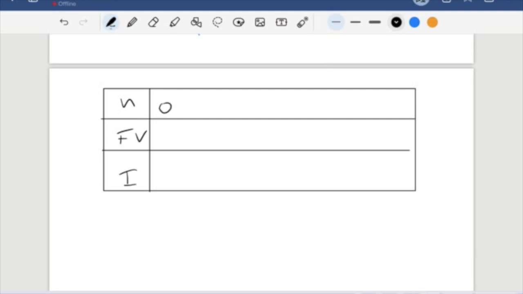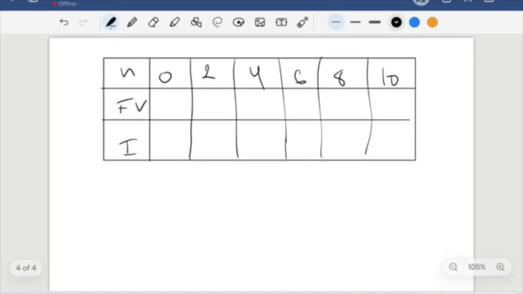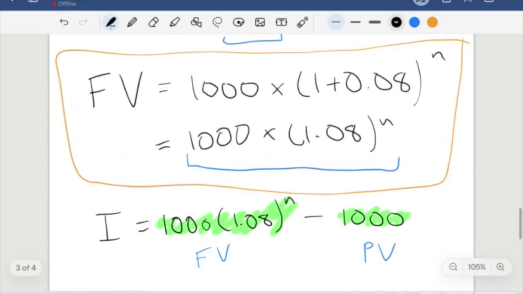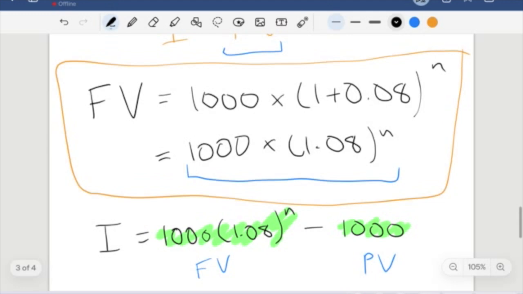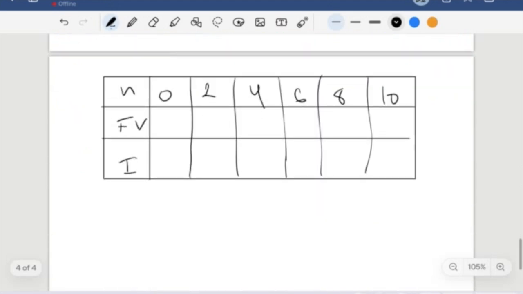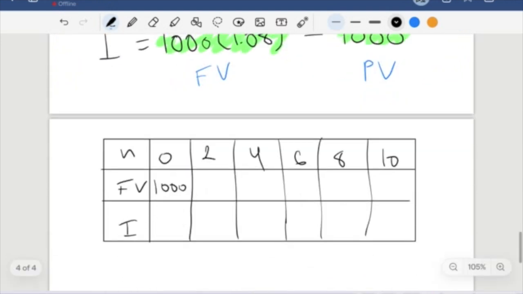So I'm just going to split this as 0, 2, 4, 6, 8, and 10. And I'm going to write in all of these. So substituting into just my future value thing, if I put where this N is 0, I'm going to get 0 out. Oh, sorry, actually, I'm going to get 1,000. Because I'm going to get 1,000 times 1.08 to the power of 0. Put that in your calculator, you're going to get 1,000.